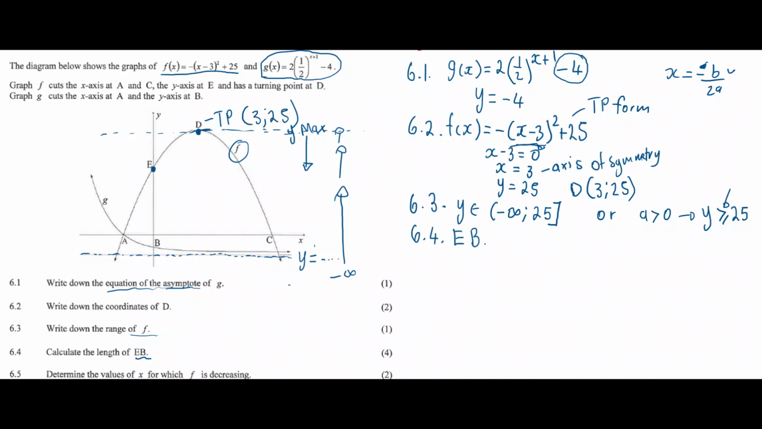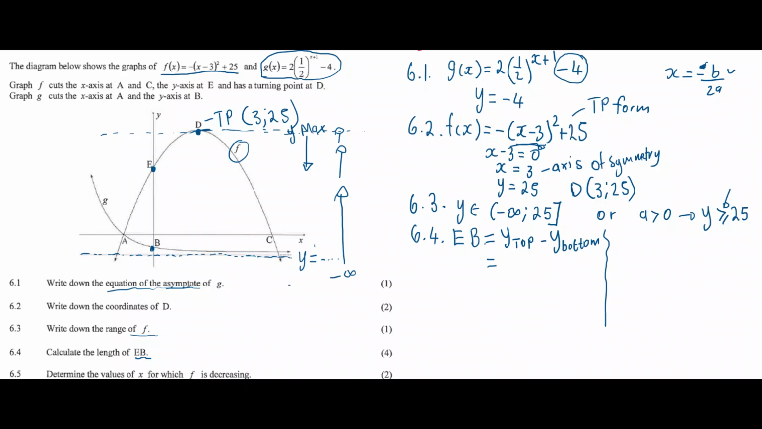Because E and B are basically vertical points, we can just write y at the top minus y at the bottom. That's what we can possibly do. And then what we can do is substitute the functions here, but because this is very simple, there's no need to complicate it.